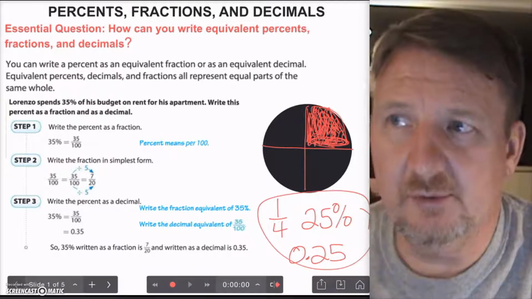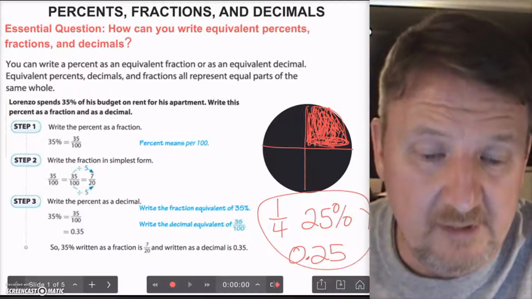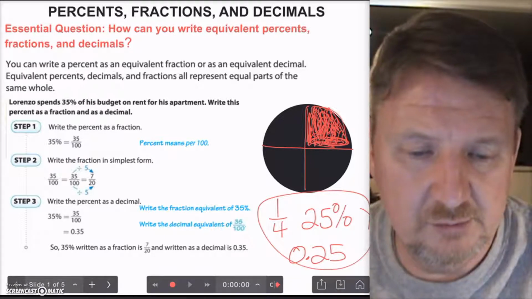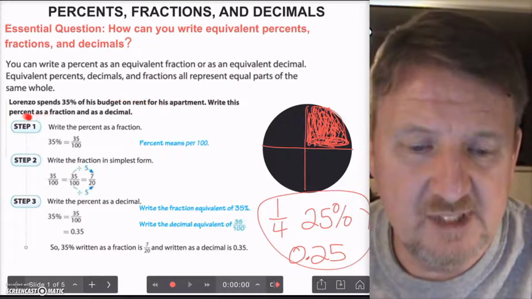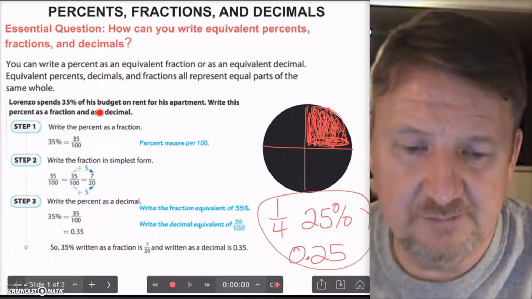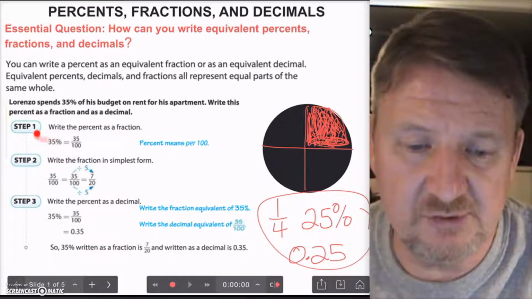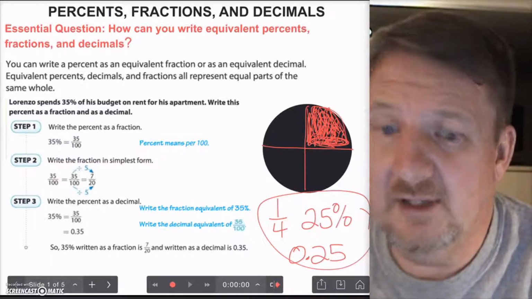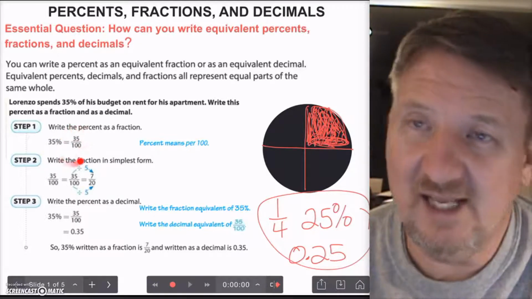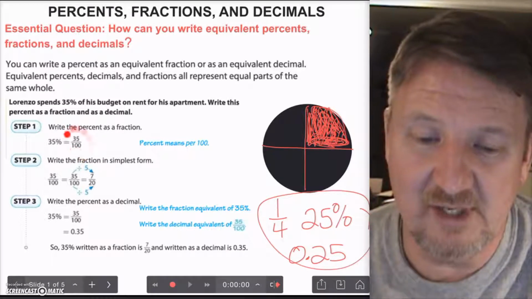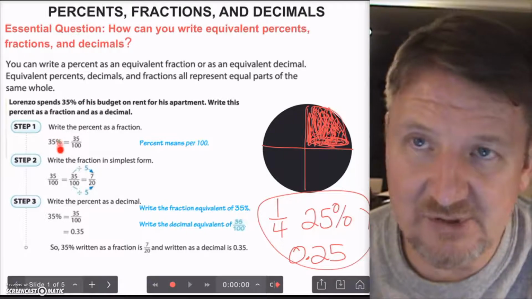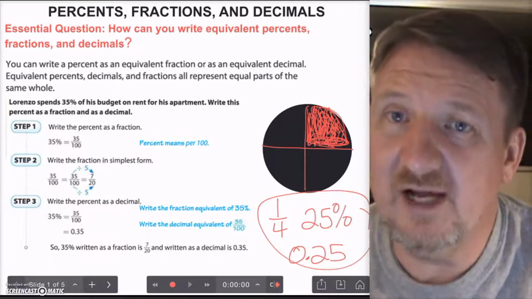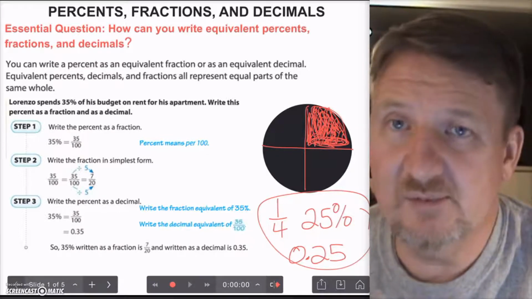So let's look at an example, and then we're going to do a couple. Lorenzo spends 35% of his budget on rent for his apartment. Write this percent as a fraction and as a decimal. So writing the percent as a fraction is the first thing we're going to do. Since percent means per 100 or out of 100, the easy thing to do is write any percent as a fraction. All you have to do is take the percent minus the percent sign and stick it in a fraction over 100, and that's it. So 35 over 100, 35 hundredths, is the same as 35%.